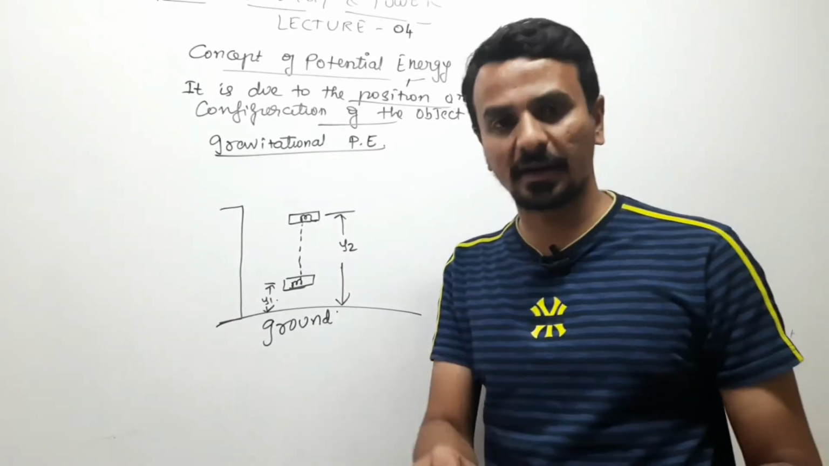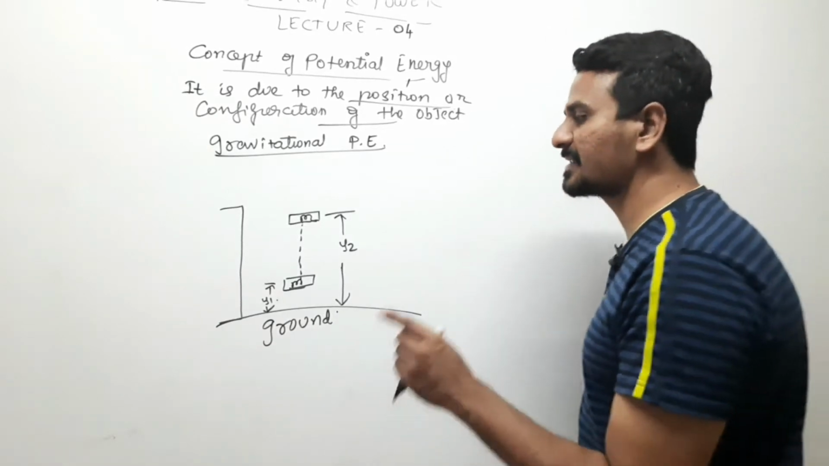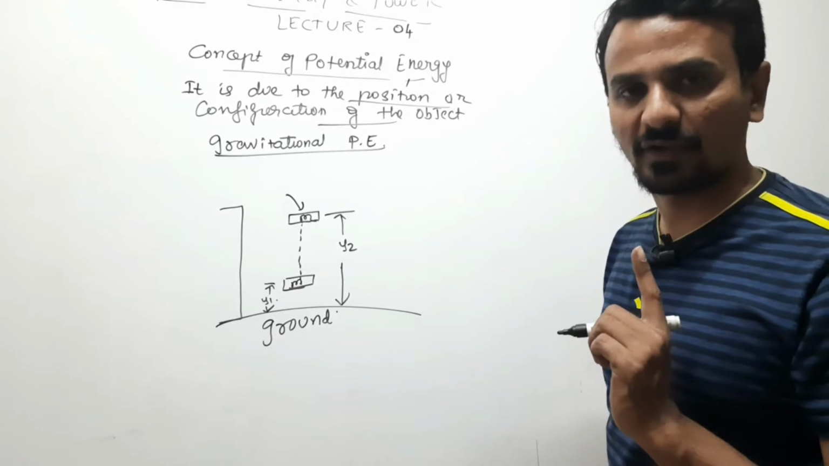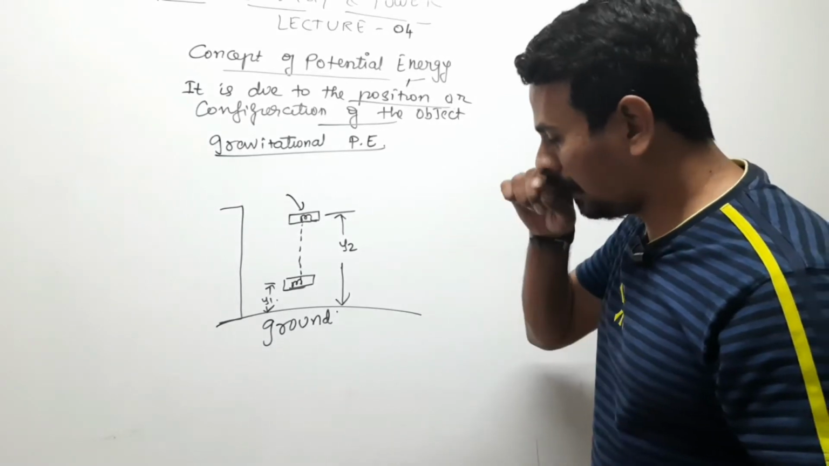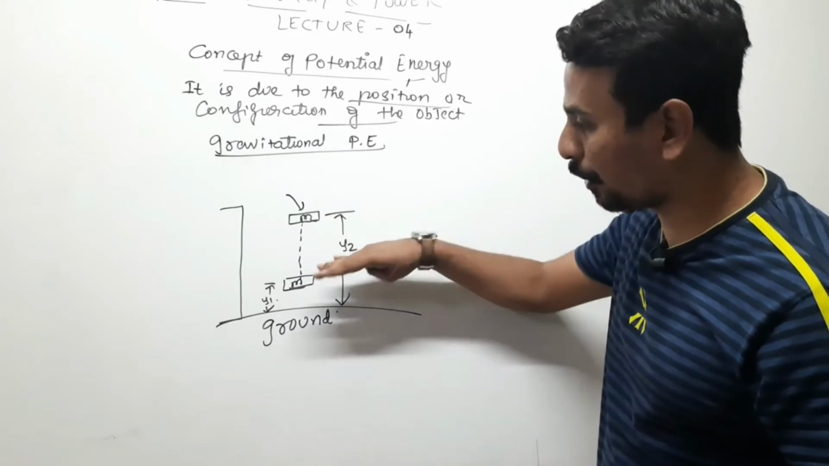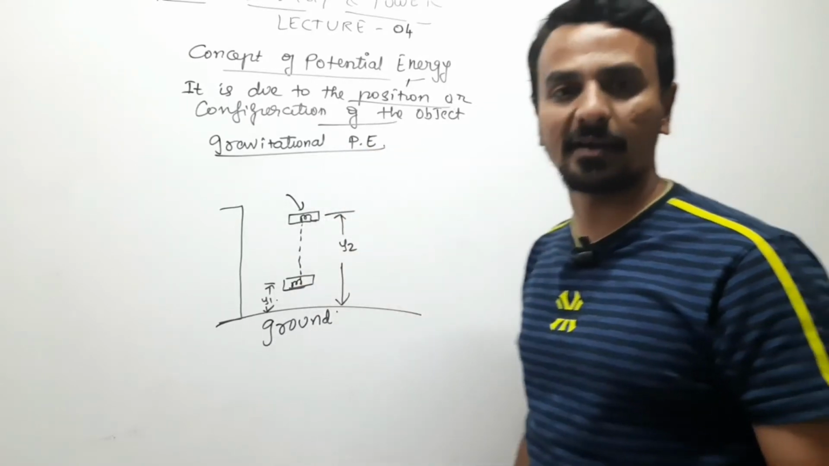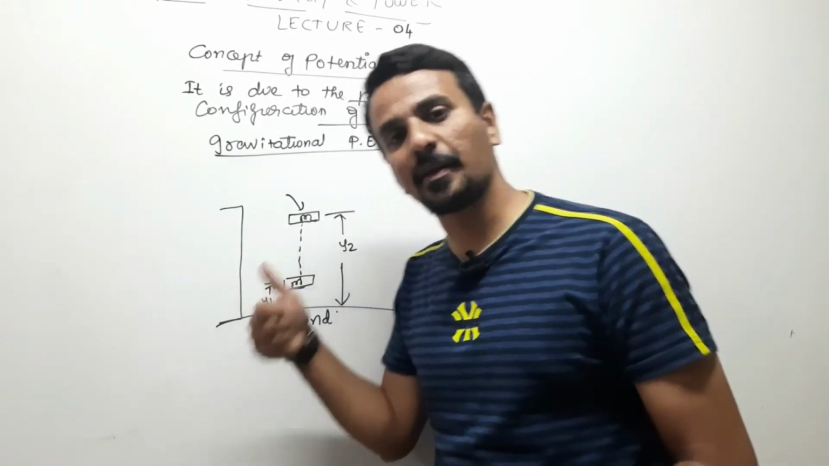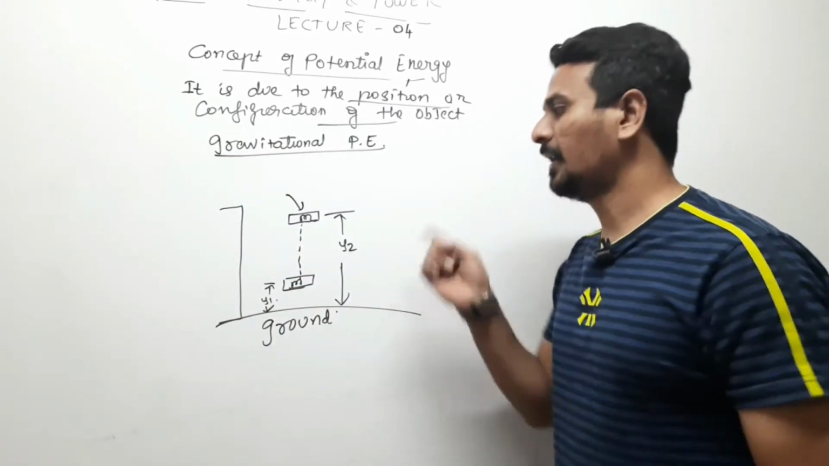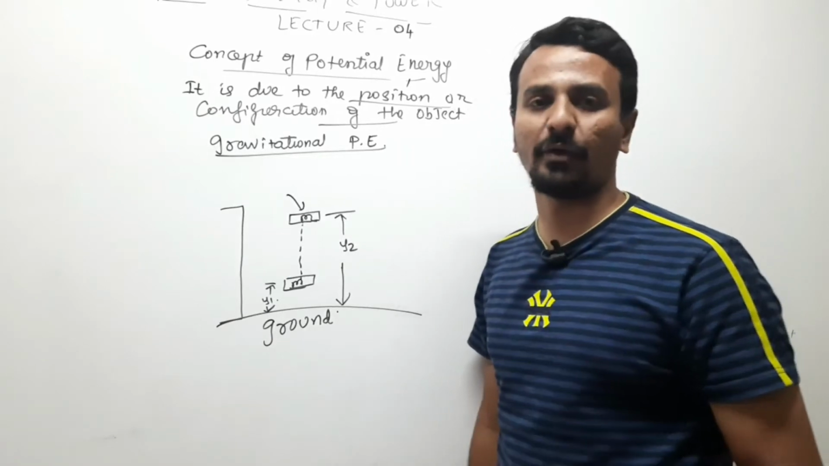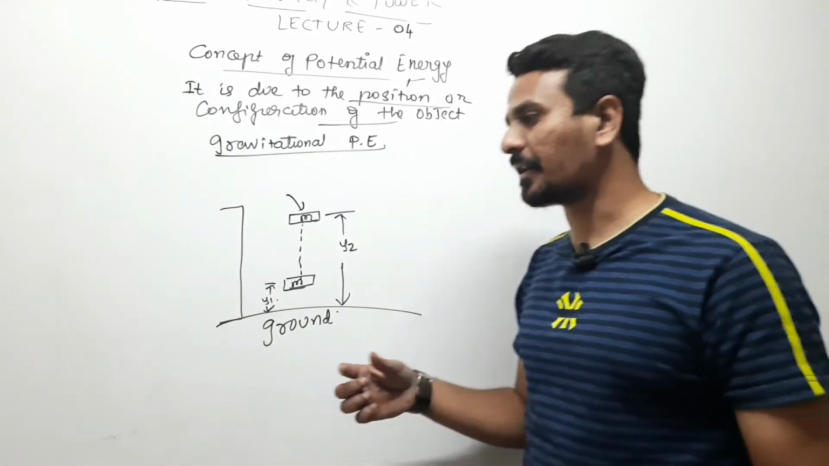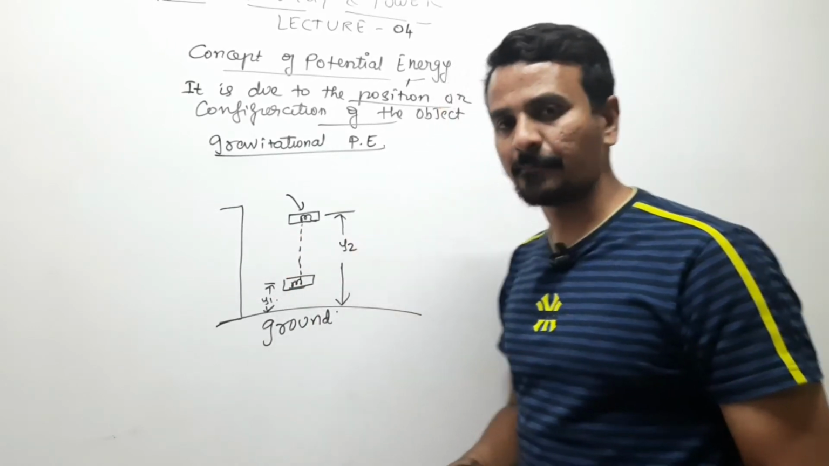This work done will be stored inside the body in the form of potential energy. You can see that you have changed the position of the body. You have taken the body from one height to another. Because of the change in position, some work has to be done, and because of this work done, it will possess some energy. This is known as potential energy. So what potential energy will this body possess?